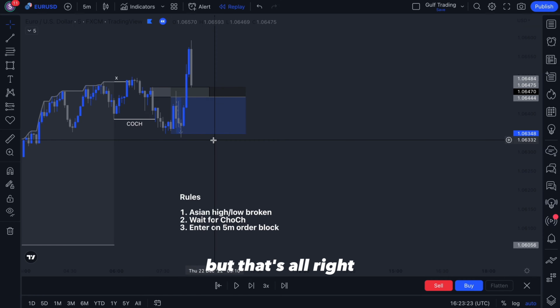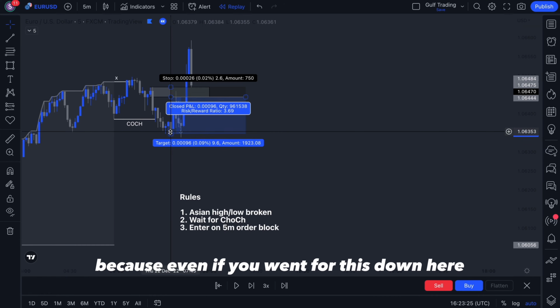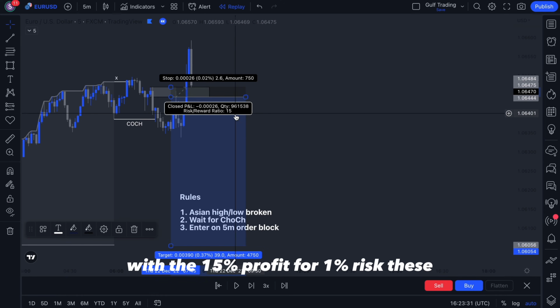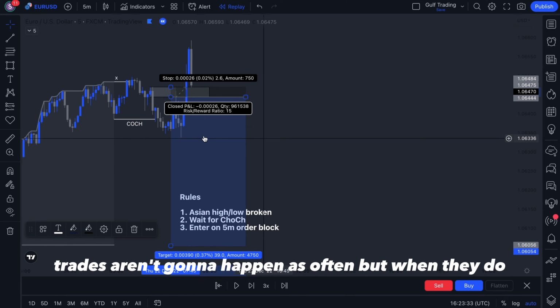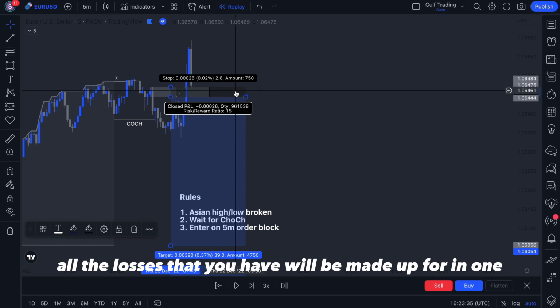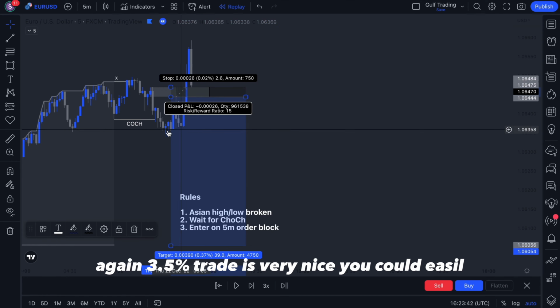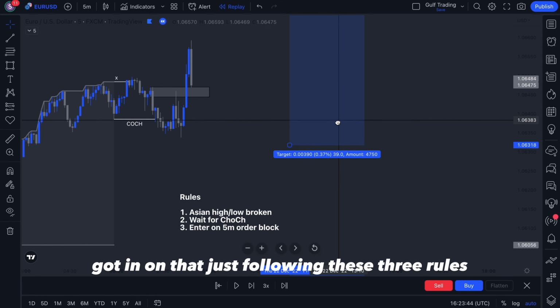But that's all right, because even if you went for this down here, you can just look for the next setup. And obviously with 15% profit for 1% risk, these trades aren't going to happen as often, but when they do, all the losses that you have will be made up for in one trade. That's just something to look out for. But again, the 3.5% trade was very nice. You could have easily got in on that just following these 3 rules.